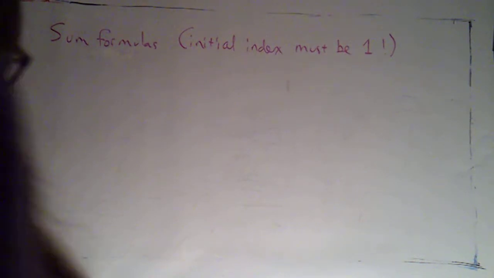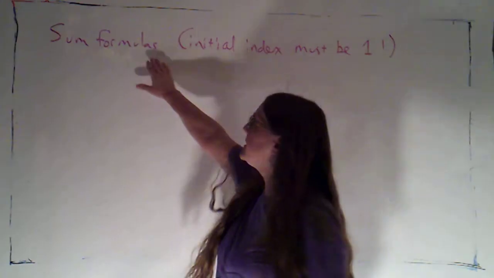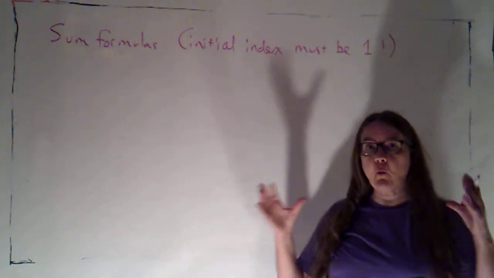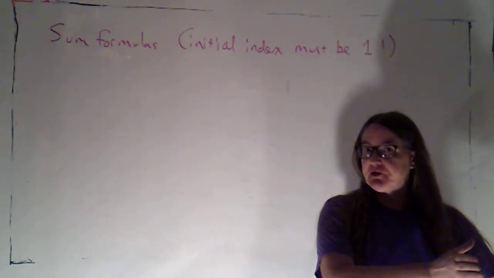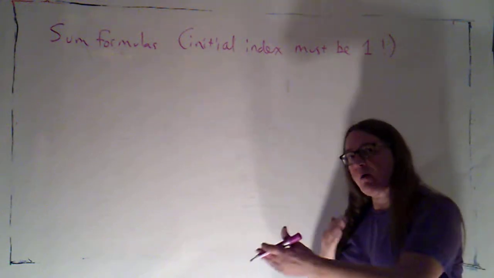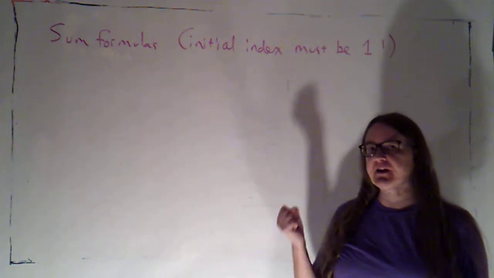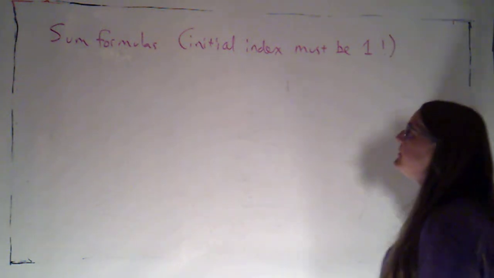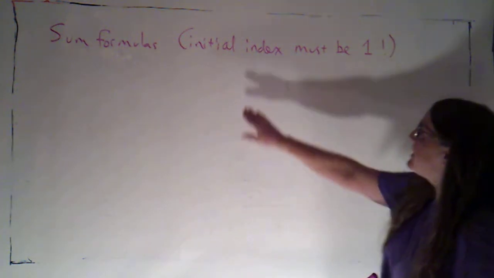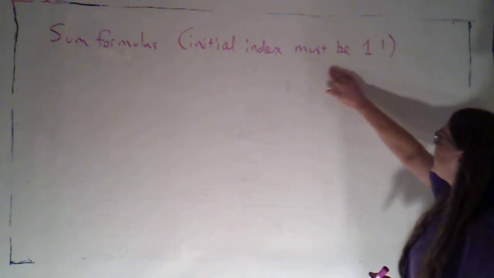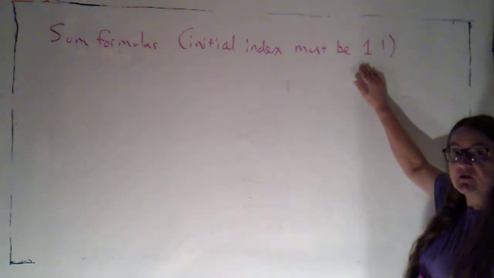Okay, so I want to take a look now at some sum formulas. This is going to tell us what the sum is actually equal to. That's different from the rules, which is how I can manipulate it to write it a different way. This is going to actually give me a formula for calculating what a sum is equal to. And so these formulas will be true if the initial index is 1.